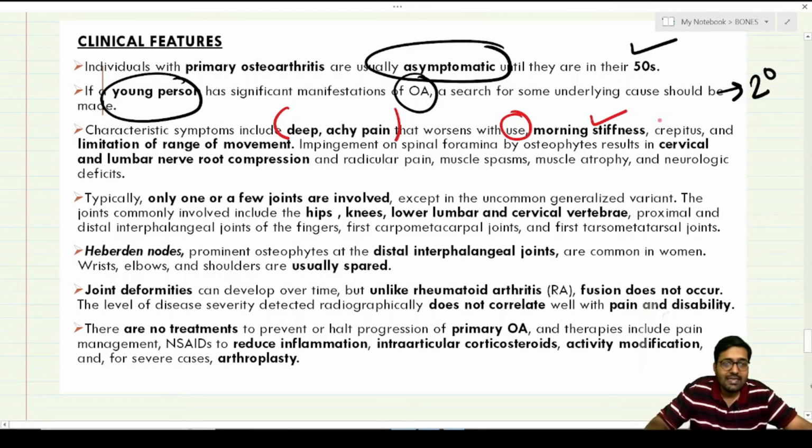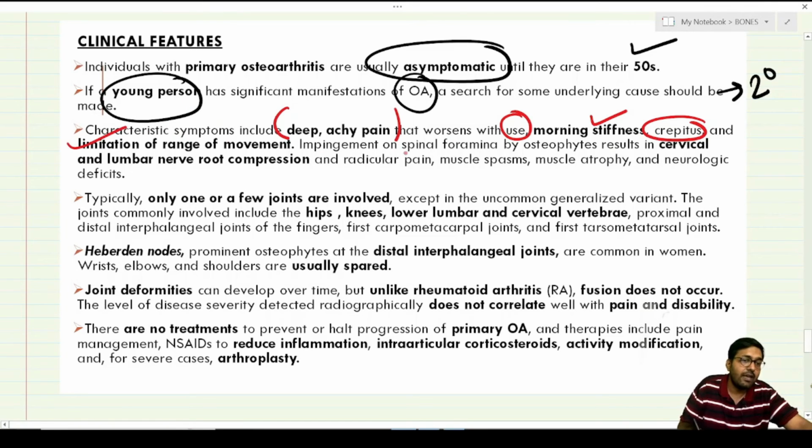So the pain gets worse with use, so with time it is getting bad. Deep achy pain that is worsening with use. There is a morning stiffness with presence of crepitus, and there is a limitation in the range of movement.